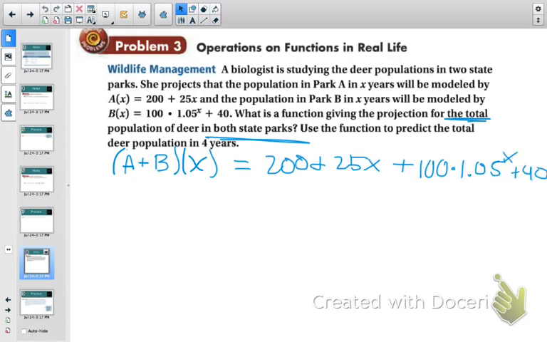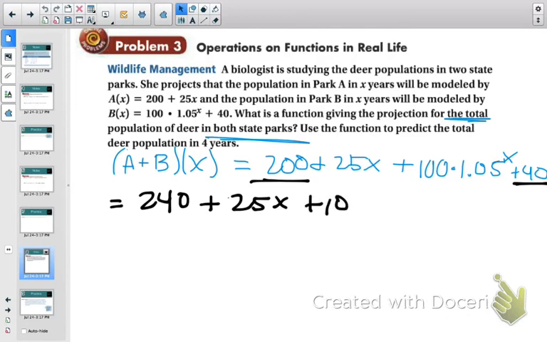Okay, and then on these, we can combine the constants, which is the 200 and the 40. The x on this one and this one, we can't combine because one's in the exponent again. So we just combine what we can, and that's all we really can do. So we combine those, and we get 240. Still have the 25x. Still have the 100 times 1.05 to the x. We can't combine this 100 with the 40 and the 200, because it's being multiplied, not added to everything else. So we just leave it like this.